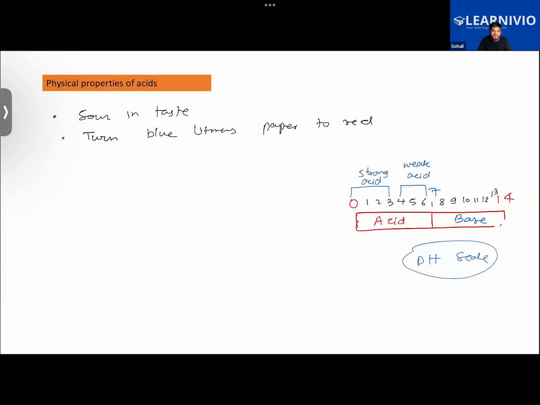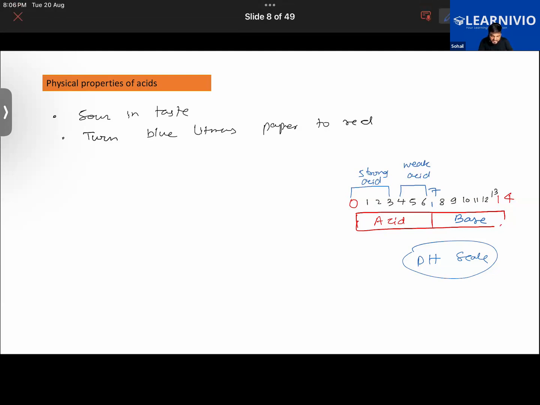So that is one thing. Acids would be having a pH value less than 7. They would be having pH values like 6, 5, 4, 3, 2, 1, or 0. Getting it? So that is another physical property of acids, that they have a pH value less than 7. Is that point clear to everyone?